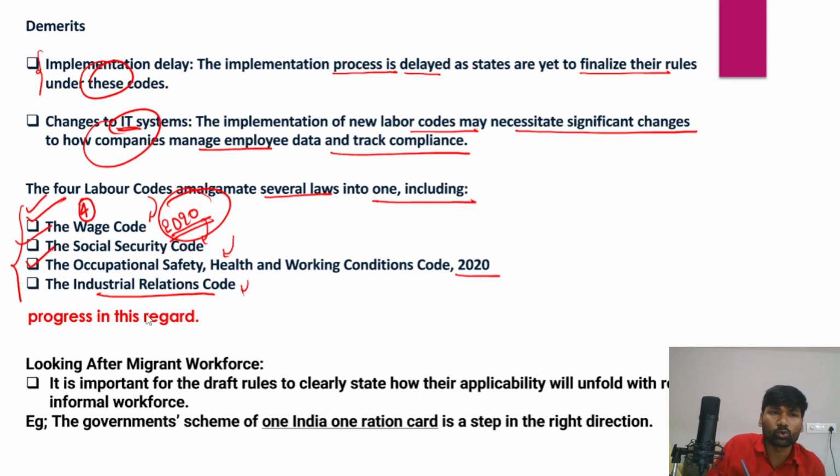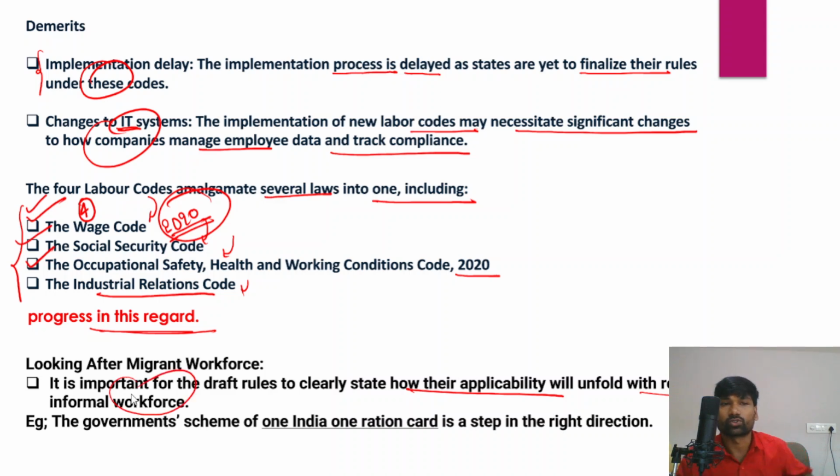And what is the progress so far in this regard? If you look at the progress that is being made, it is very important for the draft rules to clearly state how the applicability will unfold with respect to the migrant and informal workforce. These labor codes to some extent are silent with respect to their application to migrant workers. Therefore there should be more clarity on this, right?